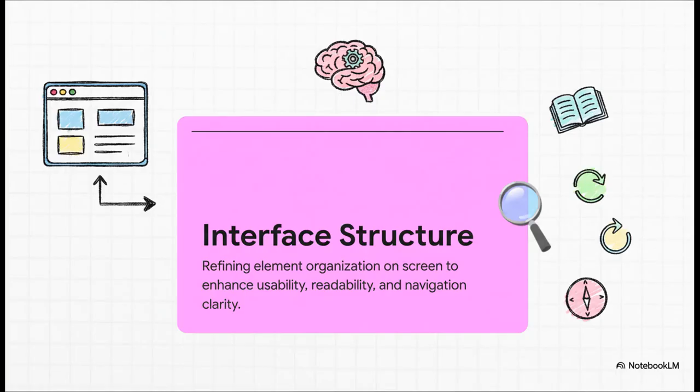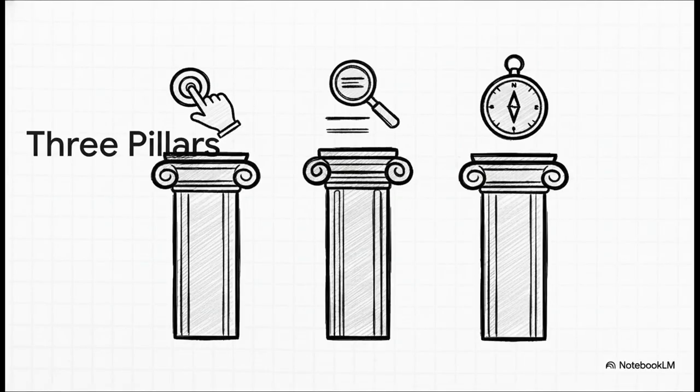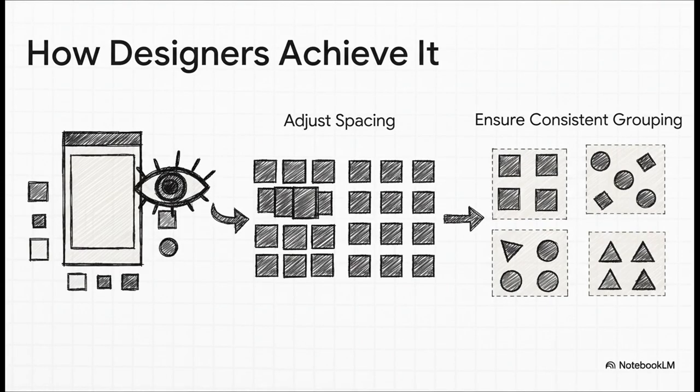Let's dig into what interface structure actually is. Okay, here's the textbook definition, but what does that really mean? It's just the process of carefully arranging everything you see on the screen. And it's not just about making things look pretty. It's about making them work better, making them easier to use, to read, and to get around in. You can really break it down into these three main goals. First, usability. Can you get things done easily? Second, readability. Can you quickly scan and understand what's on the screen? And third, navigation clarity. Do you always know where you are and where you can go next? It's that simple.